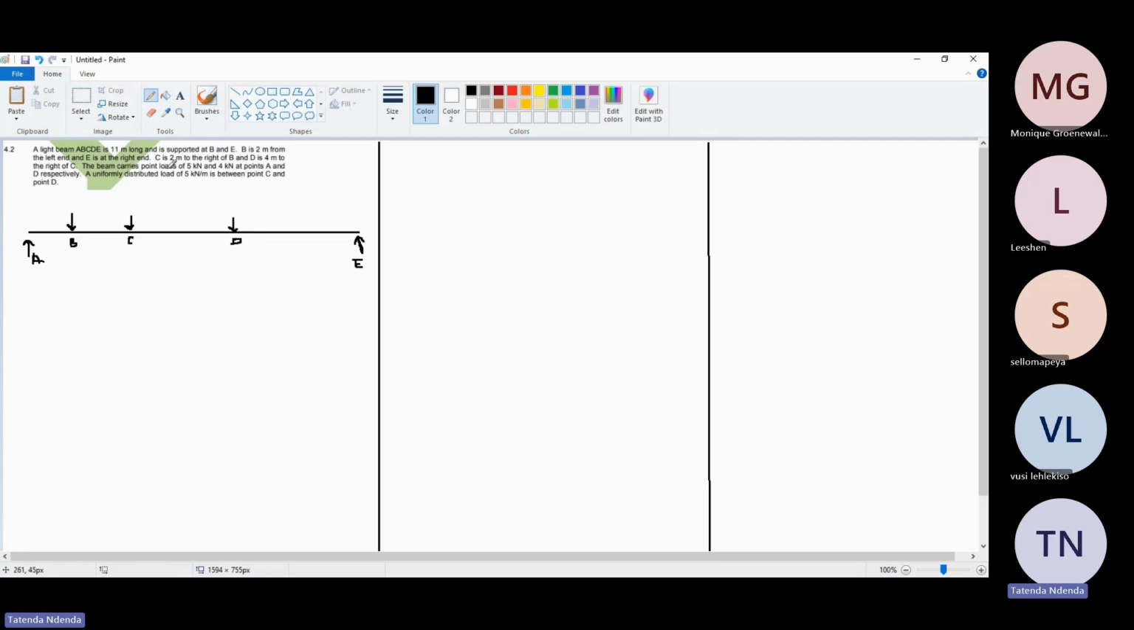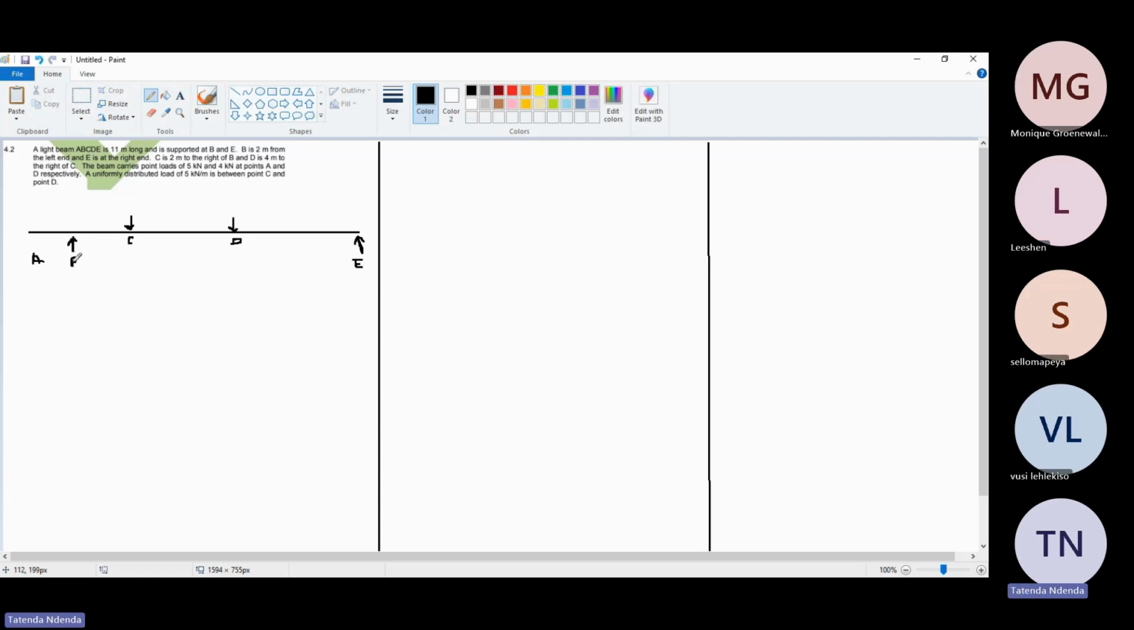Okay, the beam carries point loads of 5 and 4 kilonewtons at A. The first line is saying it is 11 meters long and it is supported at B and E. Oh, B and E, not A. Thank you. So this one is not here. B is actually where it's supported. When it's supported, it doesn't mean that it's hanging. So it's going to be from the bottom going up like this.